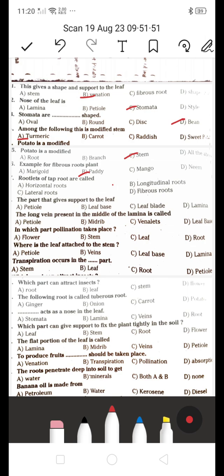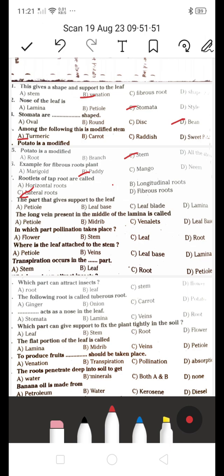Next, rootlets of a taproot are called as: horizontal roots, longitudinal roots, lateral roots, or fibrous root? Which is the right answer? Its answer is C. Lateral root is the right answer. Rootlets of a taproot are called as lateral roots. First we should know what is a taproot. Taproot is nothing but a long and thick root, and it's deeply penetrated into the soil. That is about a taproot.